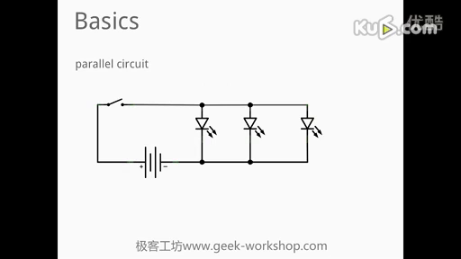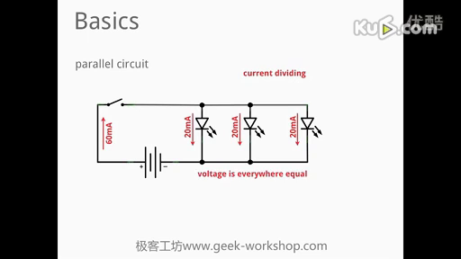The other possibility for us is a parallel circuit. A parallel circuit is also called the current dividing circuit. That means that if each LED here lets 20 milliamps through, the whole amount of current in the circuit will be 60 milliamps. The voltage is equal everywhere.